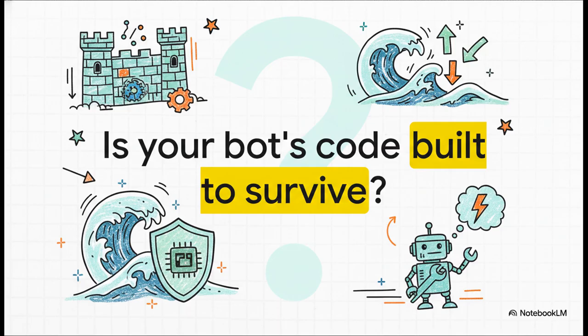All right, so as we start to wrap this up, I want to leave you with one final thought. A genius trading strategy means absolutely nothing if the code running it is built on a shaky foundation. The resilience of the program is what truly determines its success in the long run. So go take a look at your own code and ask yourself, is my bot just a strategy, or is it really built to survive?